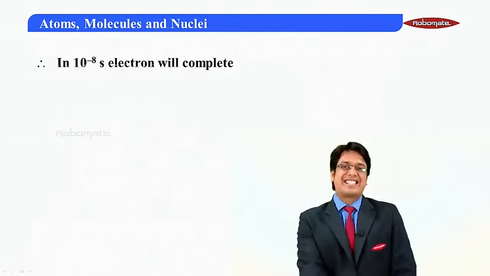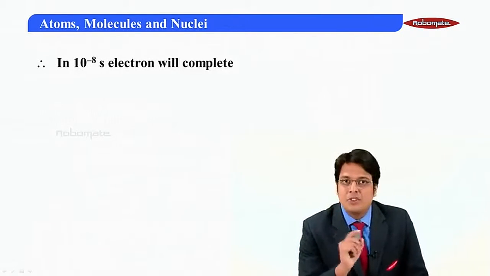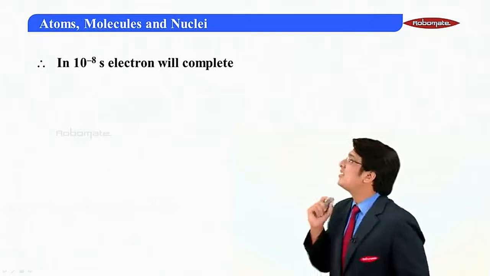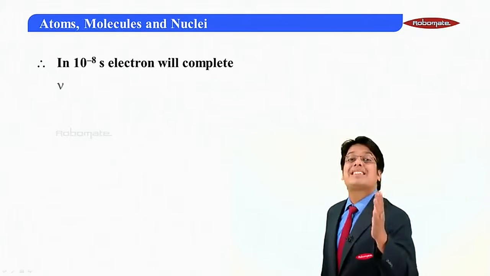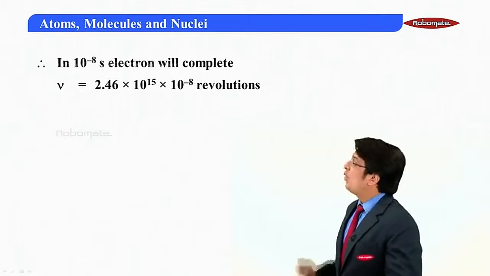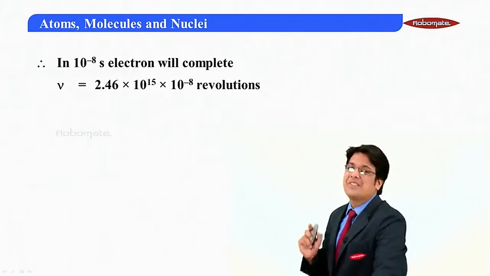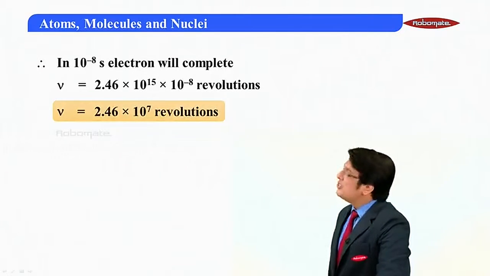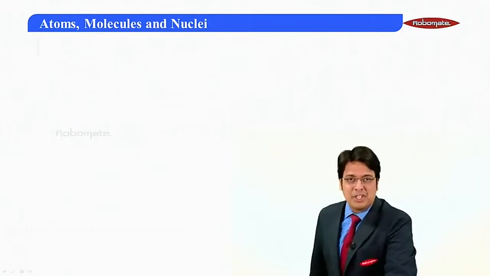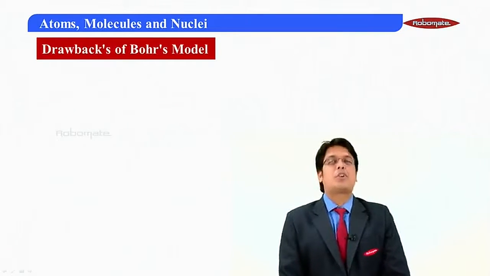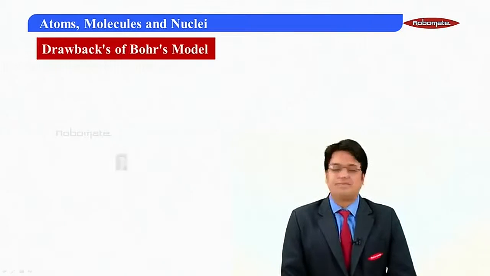But that's the spirit. The sum has not yet ended here. There is still one more thing. They are not asking about 1 second. They are asking 10 raised to minus 8 second. So you simply multiply it with 10 raised to minus 8, my dear students. You will get the number of revolutions then. Awesome sum, beautifully done. And now let's come towards the drawbacks of Bohr.